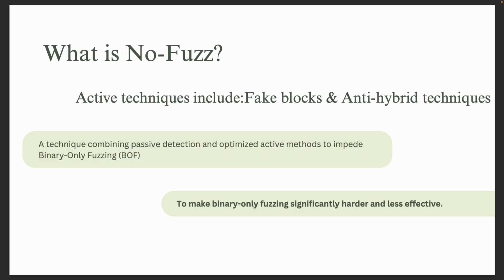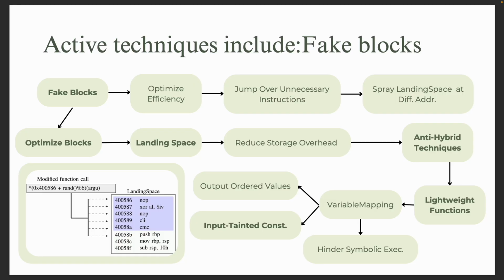There are two main categories of active techniques: fake blocks and anti-hybrid defenses. The active techniques primarily involve two components: fake blocks and anti-hybrid techniques. The goal here is to impede binary-only fuzzing. Now, how does NoFuzz achieve this? NoFuzz introduces fake blocks, which are essentially code blocks strategically inserted into the program. These blocks are designed to confuse the fuzzer and disrupt the coverage analysis.